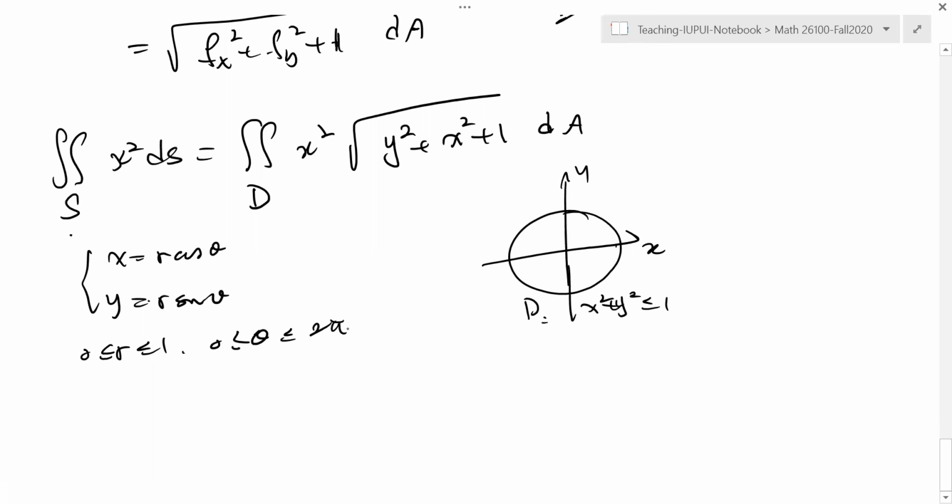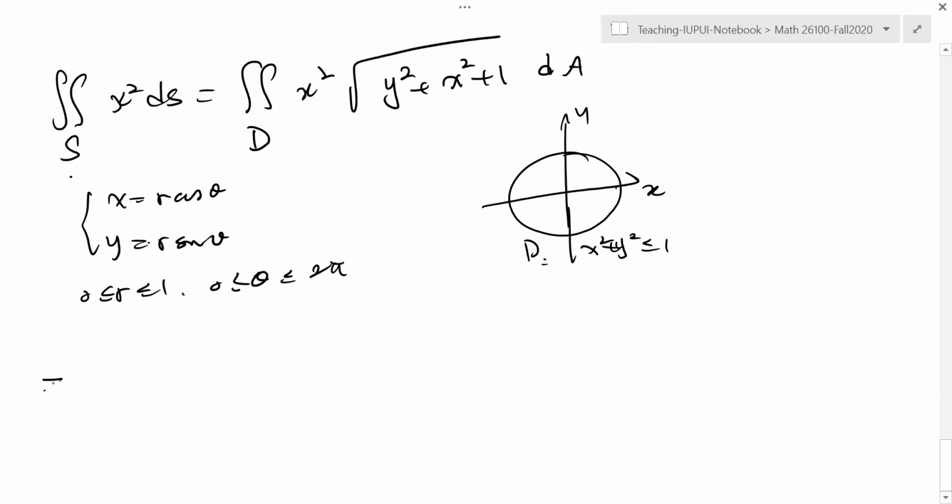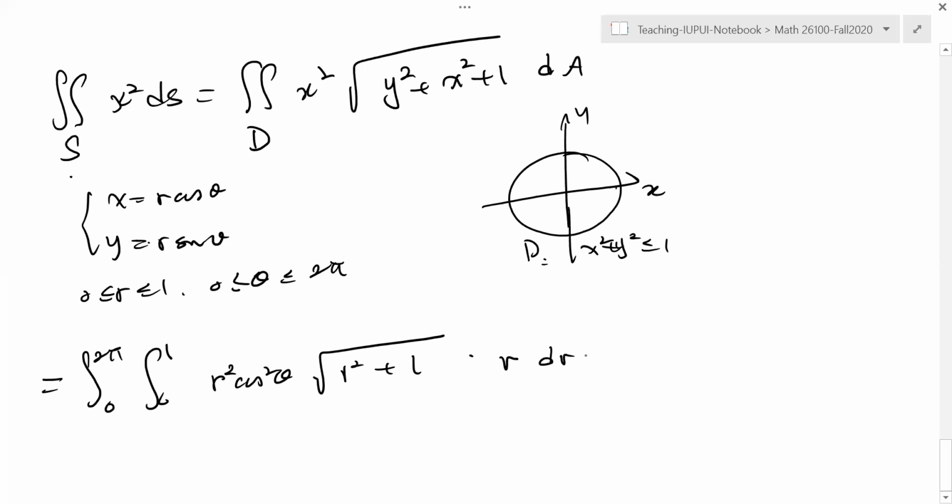It's a rectangle, right? So this is going to be from 0 to 2 pi, and r from 0 to 1. x is going to be r squared cosine squared theta. What is inside is r squared plus 1. Don't forget there's an r here, dr d theta.